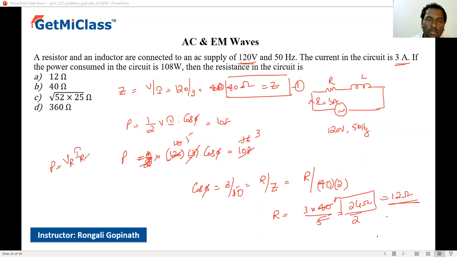Power is Vrms into Irms into cos phi. This is the actual form. That would make option A the right option.